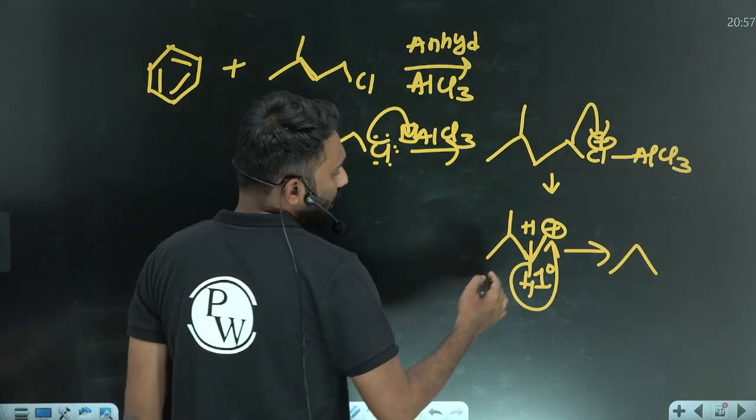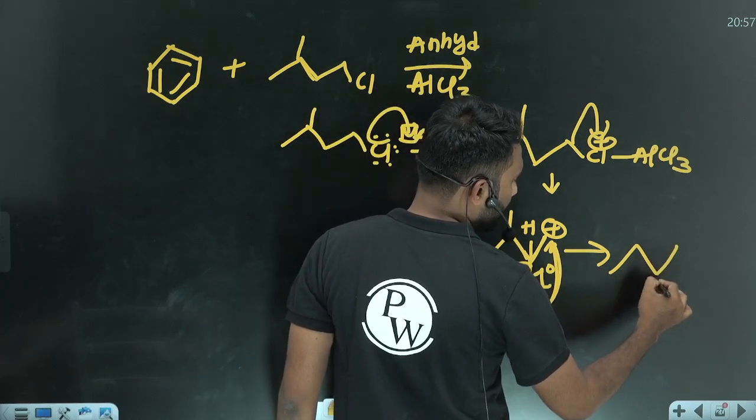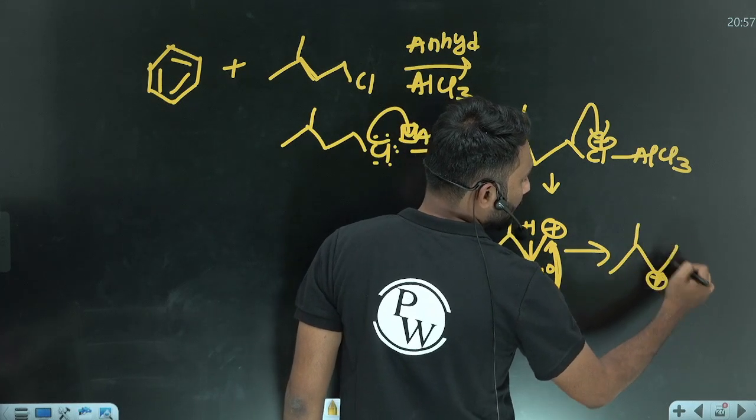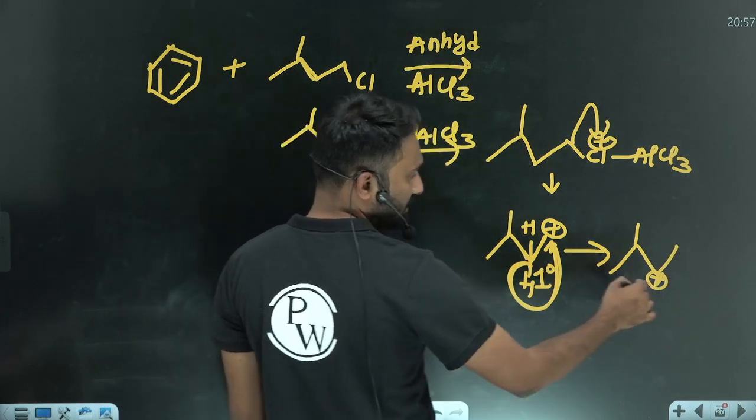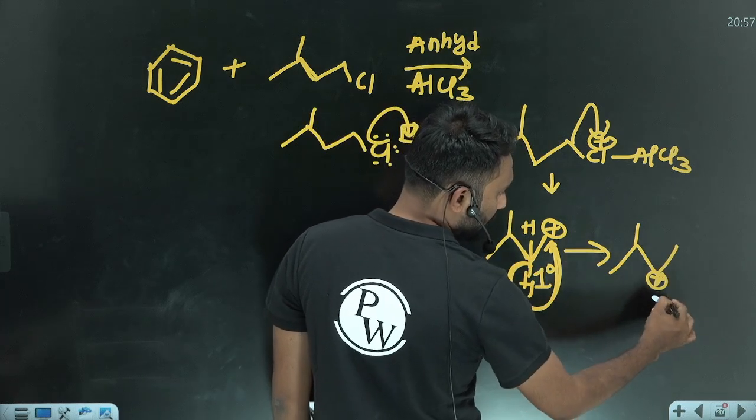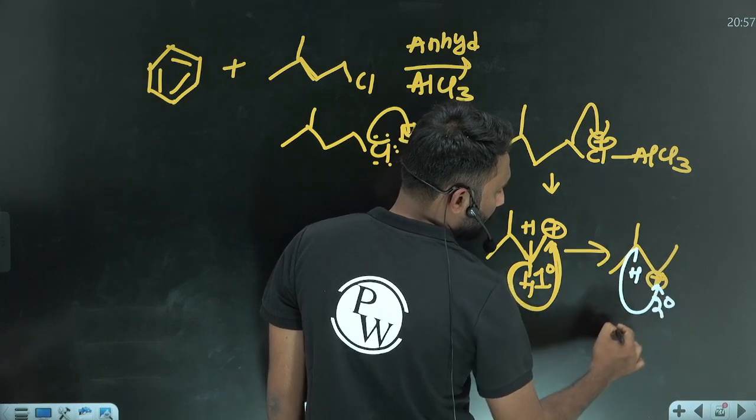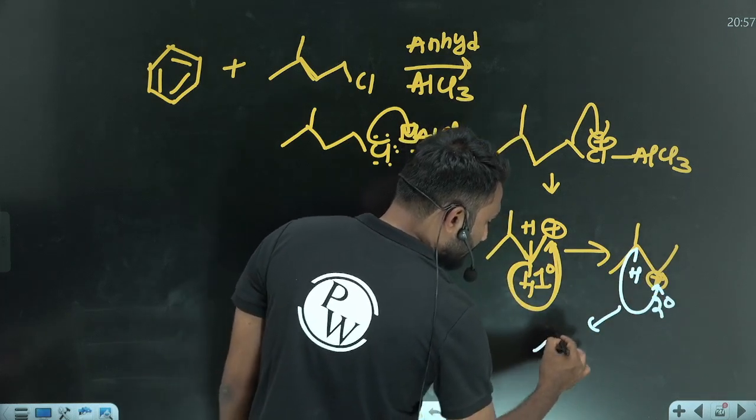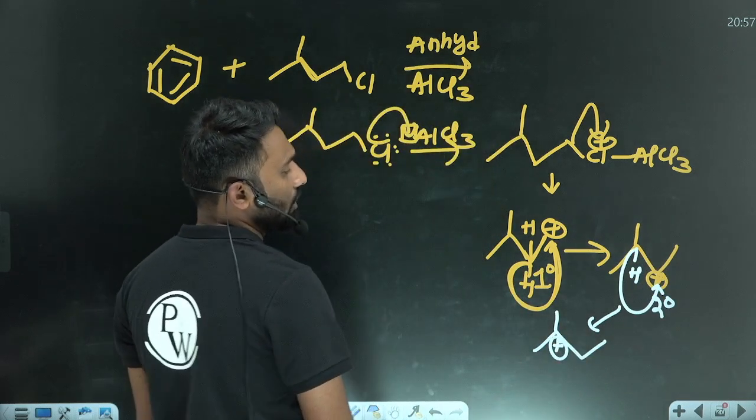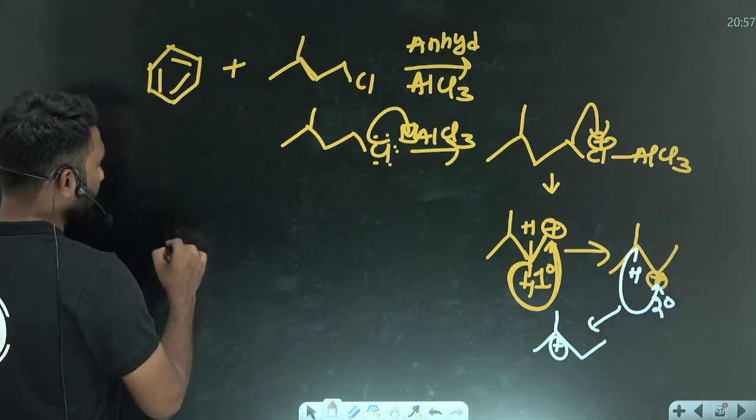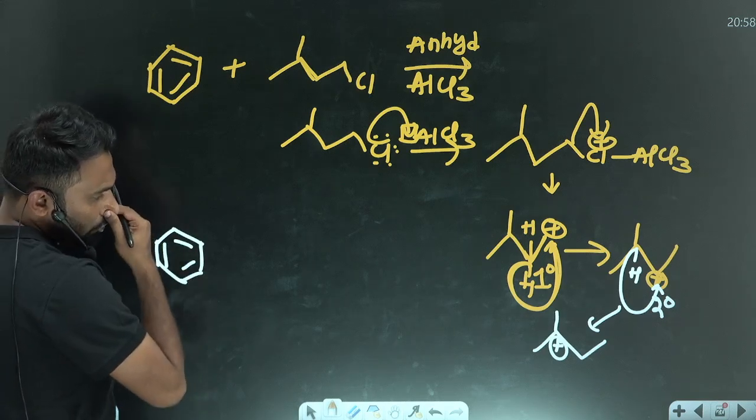By this 1,2 hydride shift, we get the positive charge here. Clear? Still we can make a more stable carbocation. This is a 2 degree carbocation. By shifting this hydrogen to here, I can make the more stable carbocation. Now this is a 3 degree, more stable carbocation. By rearranging, we have arranged it to the more stable carbocation.